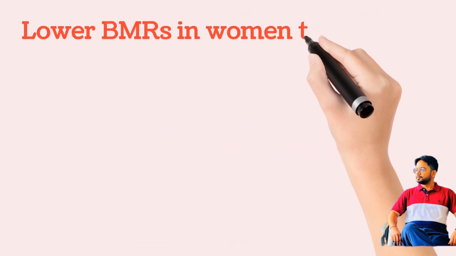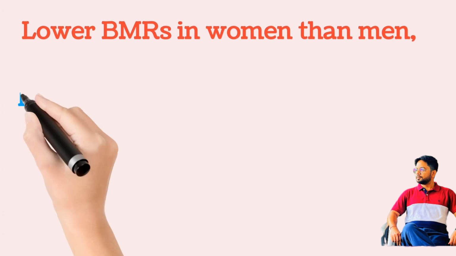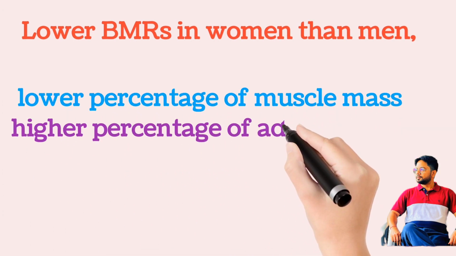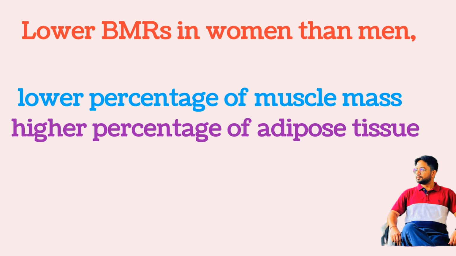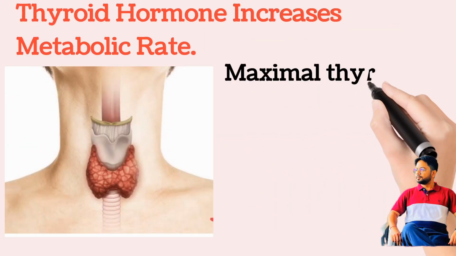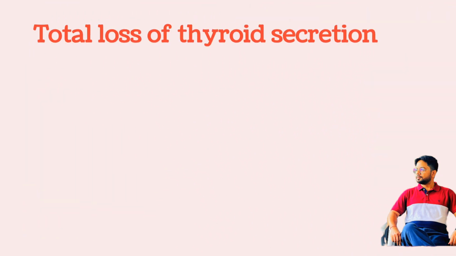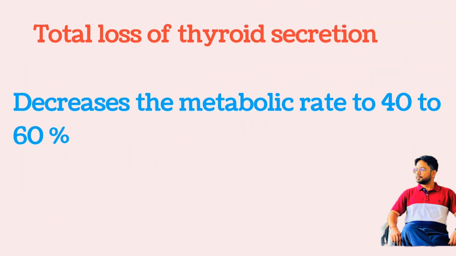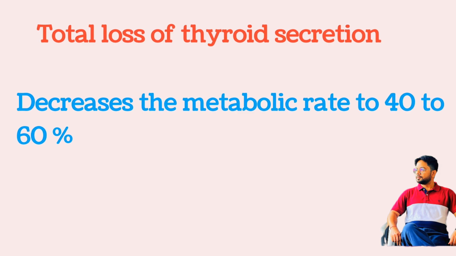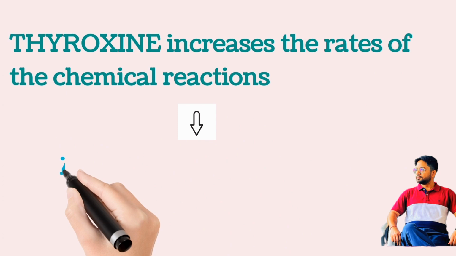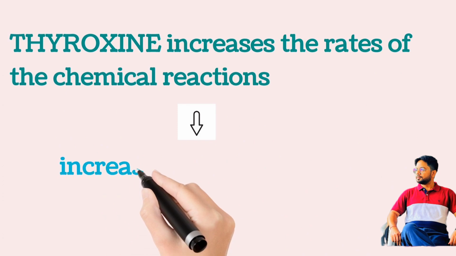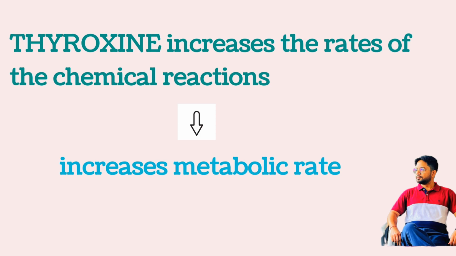Women have a slightly lower BMR in comparison with men due to a lower percentage of muscle mass and a higher percentage of adipose tissue in women. Thyroid hormones increase metabolic rate. When the thyroid gland secretes the maximum amount of thyroxine, the metabolic rate sometimes rises 50 to 100% above normal, whereas total loss of thyroid secretion decreases the metabolic rate to 40 to 60% of normal. Thyroxine increases the rates of chemical reactions of many cells in the body and therefore increases the metabolic rate.